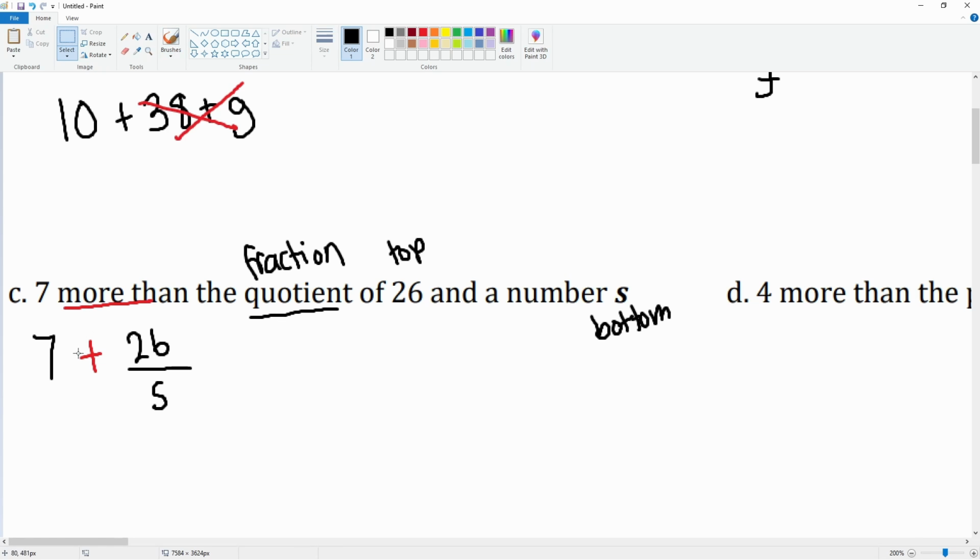This would be a correct answer. You can also have it like this if you would like. Both answers are valid. So you can have the 7 second, and then you could have the addition sign here. Both answers here are perfectly valid for 7 more than the quotient of 26 and a number s.